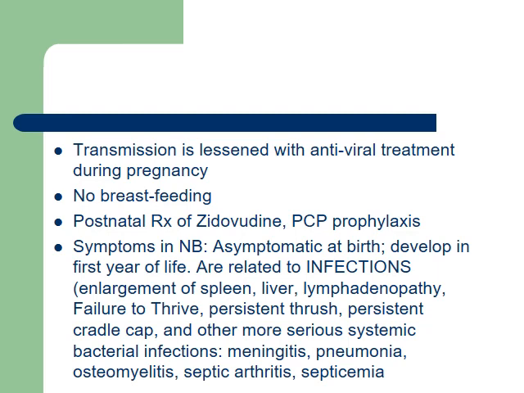Symptoms in the newborn, they may be asymptomatic at birth, but the symptoms may develop in the first year of life. And they're related to infections, such as enlargement of the spleen, liver, lymphadenopathy, their failure to thrive. They have persistent thrush. The yeast is real common in HIV patients, so these babies would have that. Persistent cradle cap. They constantly have skin breakdown and other more serious systemic bacterial infections such as meningitis, pneumonia, osteomyelitis, septic arthritis, and septicemia. They're very sick. So fortunately, we are able to prevent a lot of that with the antivirals.